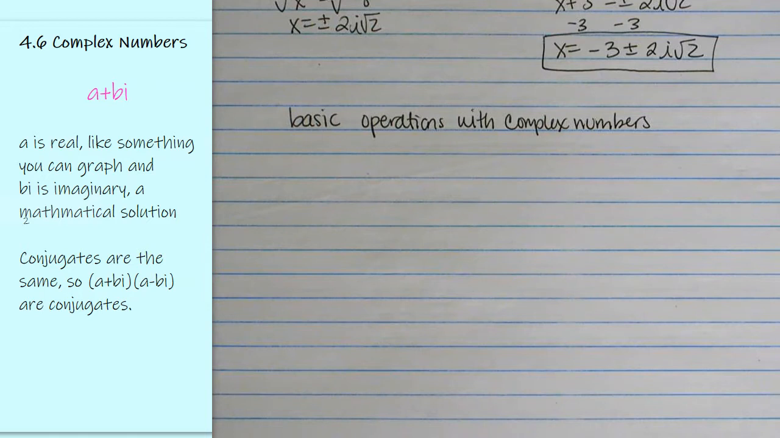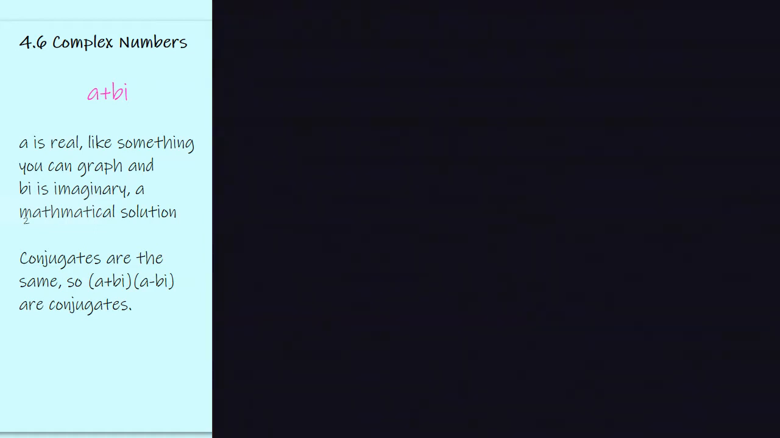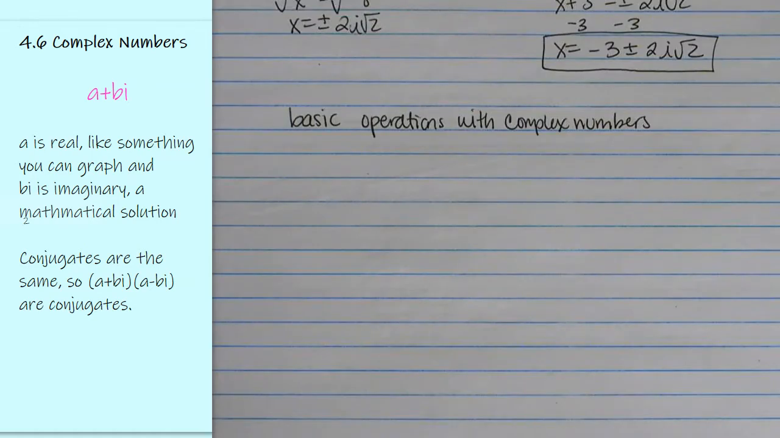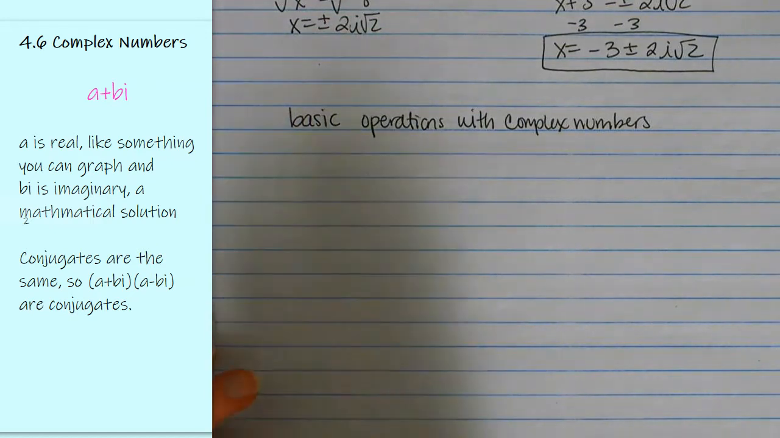All right, so now that we've been introduced to complex numbers and why we need them, let's learn how to do things with complex numbers. So we're going to add and subtract and multiply and divide with our complex numbers. And complex numbers work a lot like, in fact, exactly like terms with x's and y's. So let's look at some basic operations.